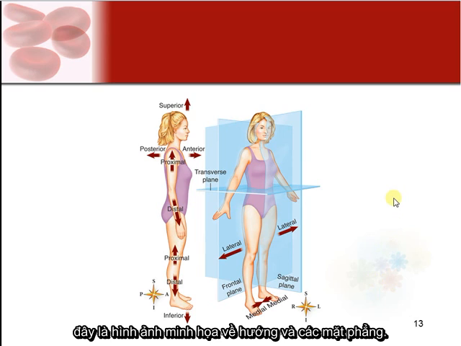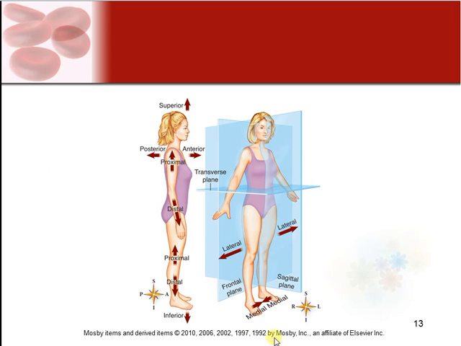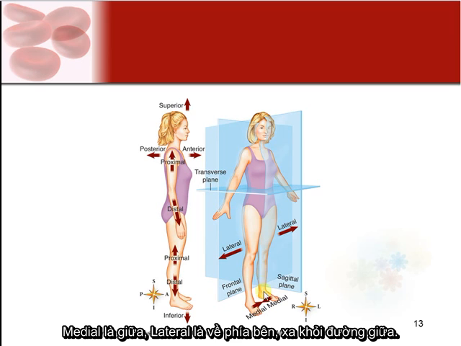And here we can just see a graphic to help us visualize those directions and those planes. So we have superior, remember, up here towards the head. Inferior is towards the feet, anterior to the front, posterior to the back. Remember, distal is furthest away from the trunk. Proximal is closest to your trunk. You can see medial is towards the midline, this mid-sagittal plane, and lateral is away from that midline.